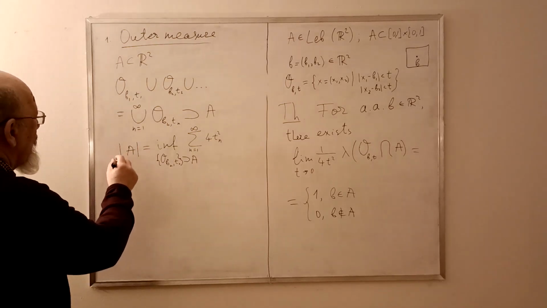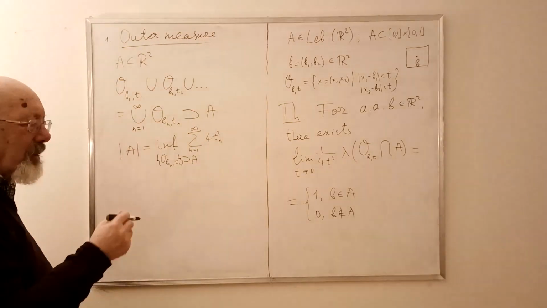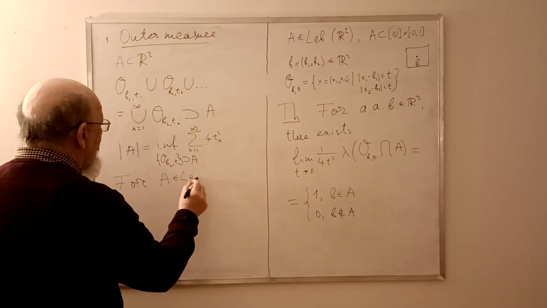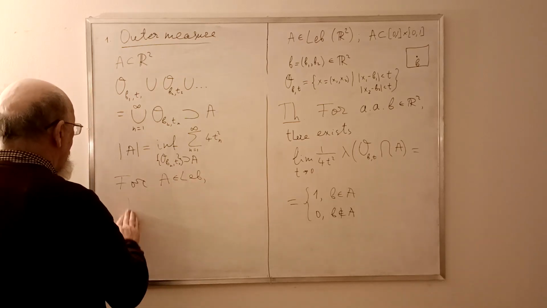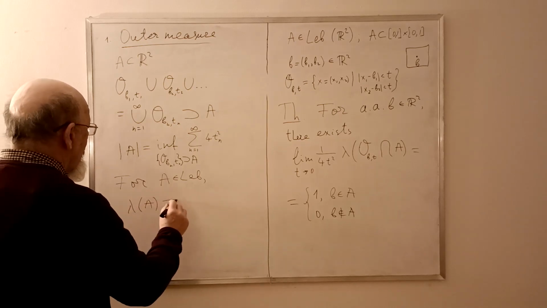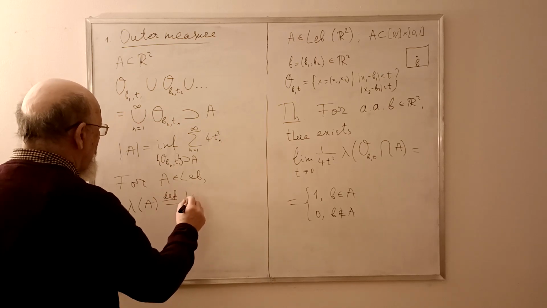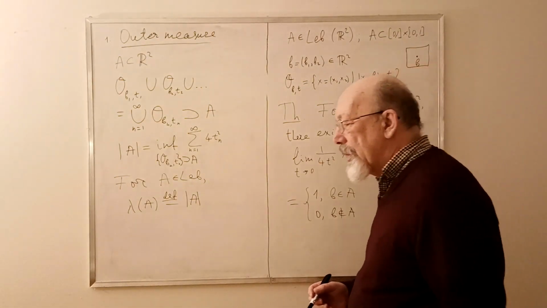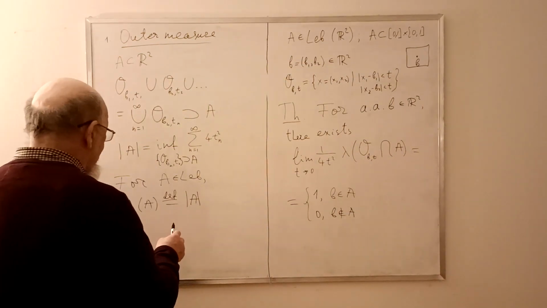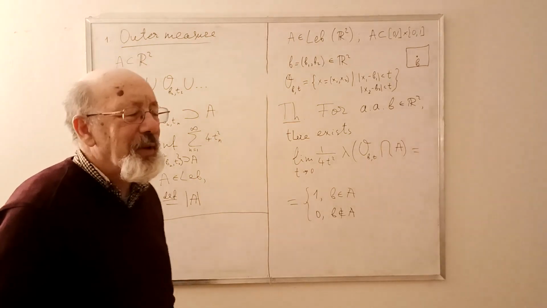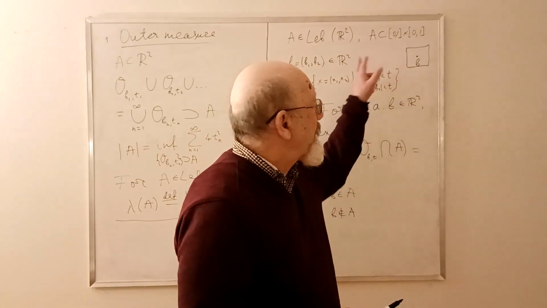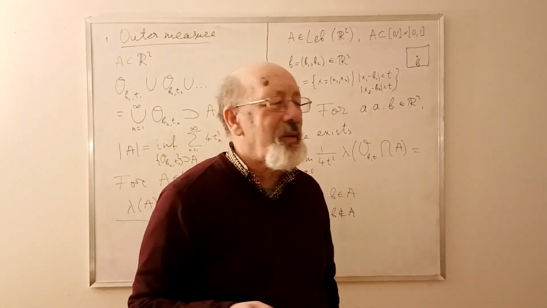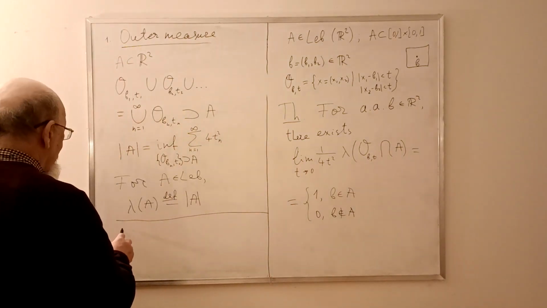So I don't write it this way. For a Lebesgue measurable set A, lambda of A equals, by definition, the outer measure of A. Now, for example, if you take any open subset of, say, the unit square, then its usual area is exactly what is written here. I will leave it as a problem.